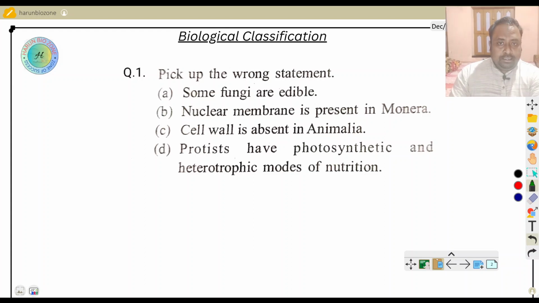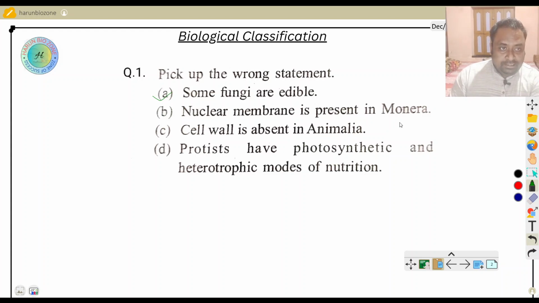Okay, the Protista have photosynthetic and heterotrophic mode of nutrition. Here, pick up the wrong statement. Some fungi are edible. Yes, some fungi like Agaricus bisporus, mushroom, are edible.